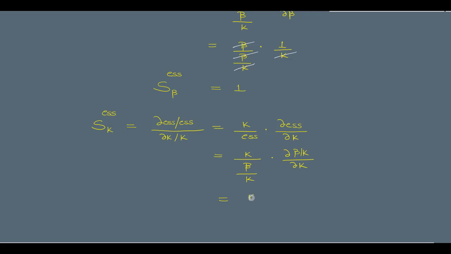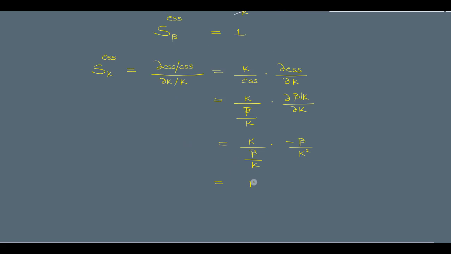So you will get it is K upon beta upon K. Differentiation of beta by K with respect to K will be minus beta upon K square. So I can write this as K square upon beta into minus beta upon K square. Again, everything will get cancelled, and we have minus 1 as the answer. So the sensitivity of steady state error ESS with respect to K is nothing but minus 1.